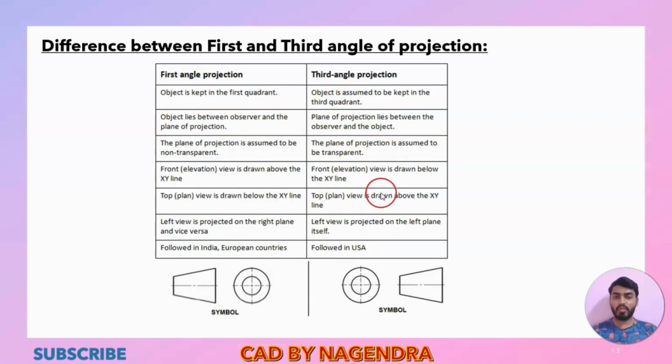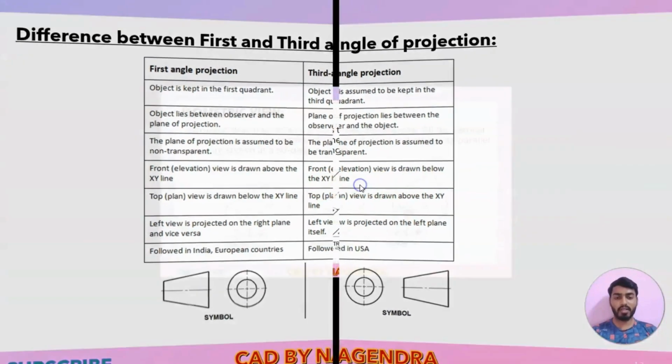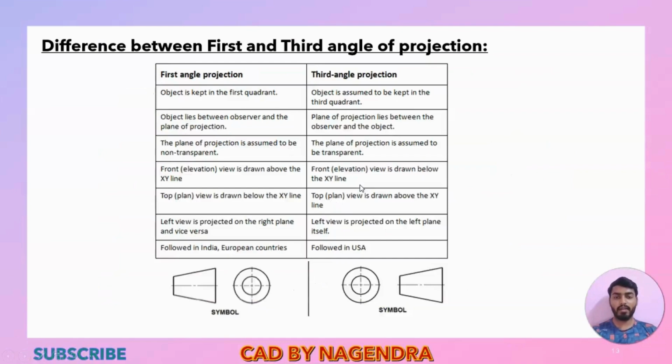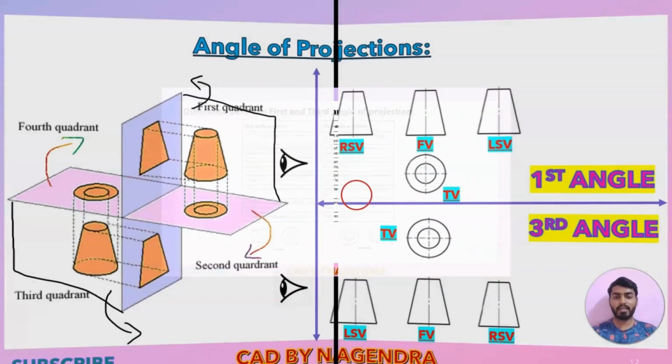Usually third angle of projection is used more in India, and these symbols are very important. Sometimes in technical interviews, they may ask what is the symbol for first angle and third angle of projection. So these are the standard symbols for first angle and third angle. How to remember these symbols easily means, we have seen these examples before. So let me go to the previous slide.